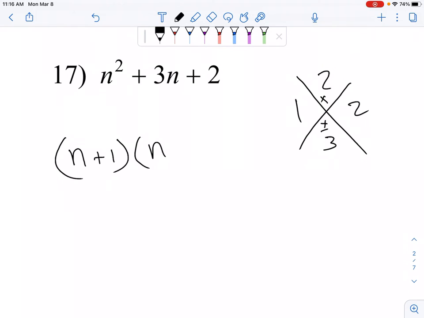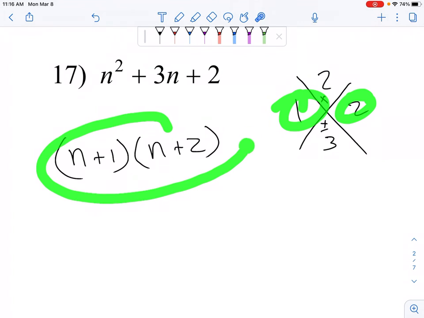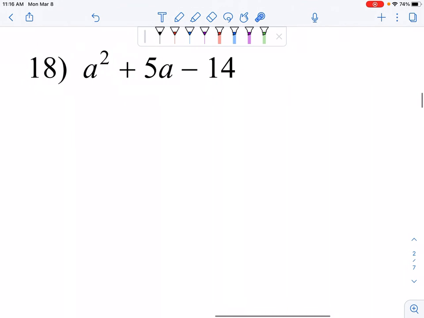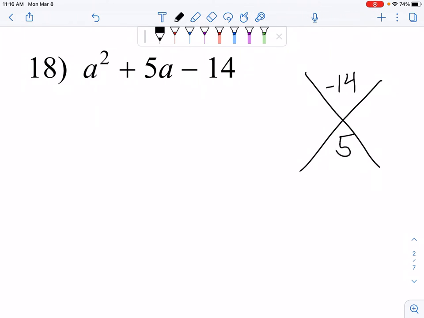No extra work here. This is a special pattern that when we figure this out, it helps us fill in that pattern there. And it works like this every time when there's no number in front. If there is a number in front, there's some different work that we have to do. But for these ones, no number in front, no extra work.